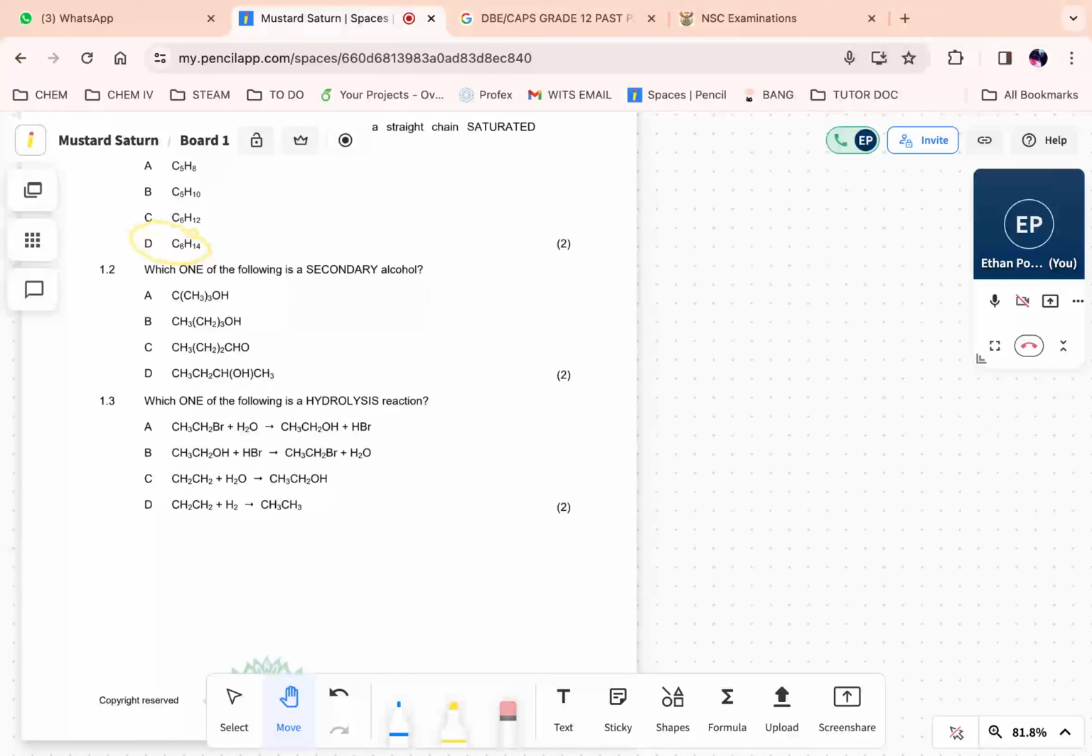Moving on to question 2, which one of the following is a secondary alcohol? So let's just remind ourselves what a secondary alcohol is. We first have our C-OH, this is our alcohol group, a single bond between carbon and the oxygen. And then secondary just means that we have two other carbon bonds, two different chains, and a hydrogen. So this is a secondary alcohol.